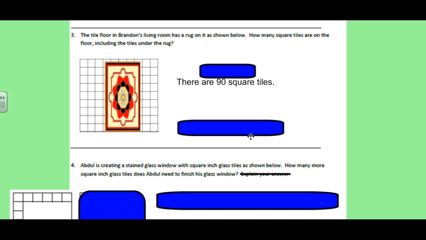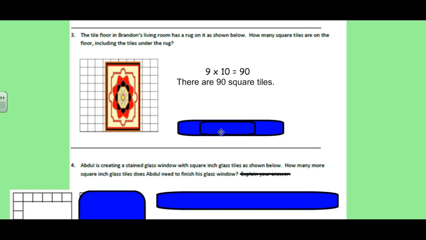Now I would like for you to write the equation that you used to help you find how many tiles are on the floor. I don't want it to be an addition equation because we used a multiplication equation to multiply the side lengths. So go ahead and write the multiplication equation that you could use to help you find how many tiles there were on the floor. Push play whenever you're ready to check your answer.